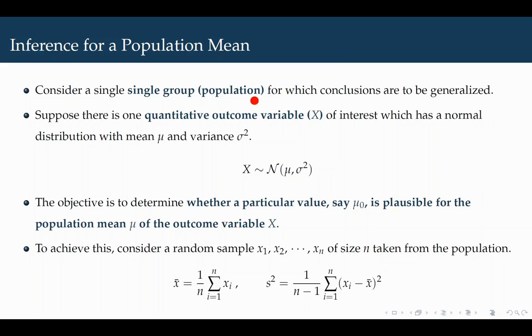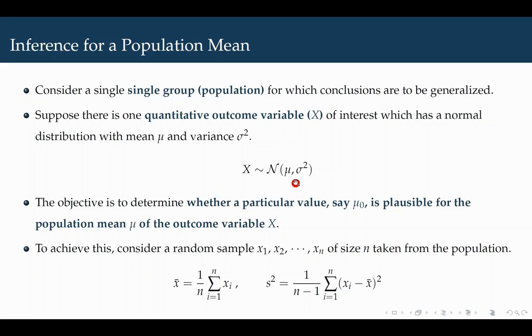for which the conclusions are going to be made. And from this single group or population, we are interested in a single quantitative outcome variable, let's say X of interest, and this quantitative outcome variable is assumed to have a normal distribution with population mean mu and population variance sigma squared. So for this outcome variable of interest, we write the distribution as X is normal with mean mu and variance sigma squared.